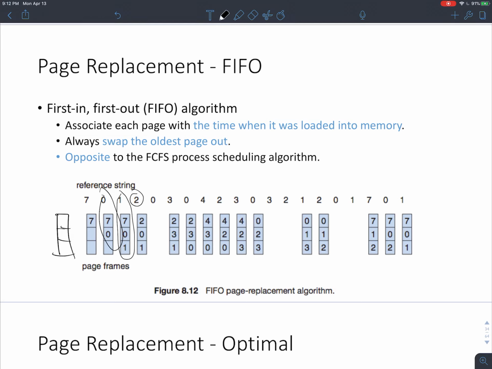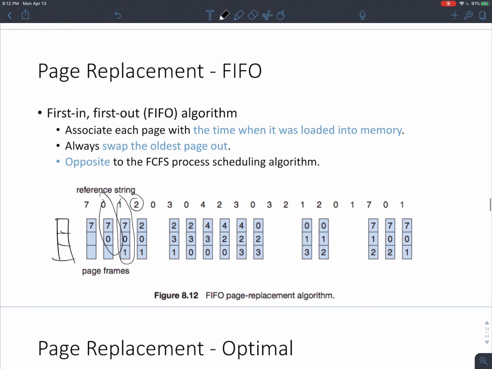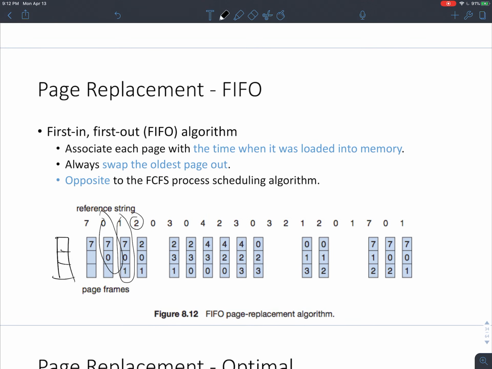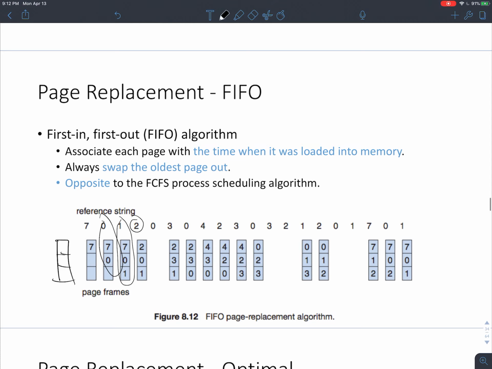The next time, we want to refer to page 2. But unfortunately, at the current time there is no free space in the physical memory, so we need to kick something out. First in, first out means we kick out the page which came in first. Among these 3 existing frames, page 7 came first, so page 7 has to be kicked out, and then we have space for page 2. Then we want to refer to page 0. Fortunately, page 0 is already in the memory, so there is no page fault and no page replacement.